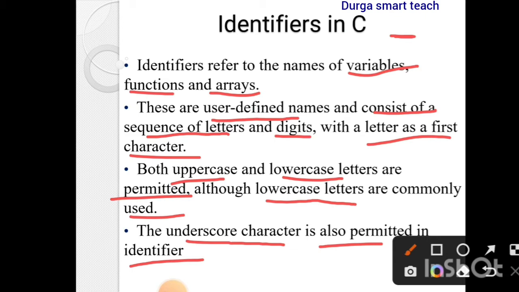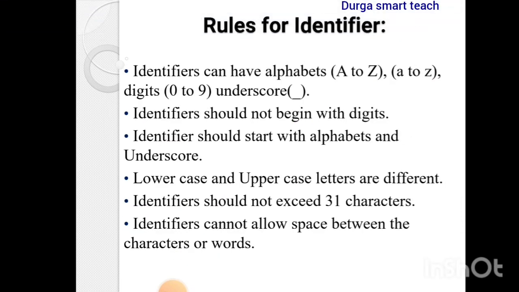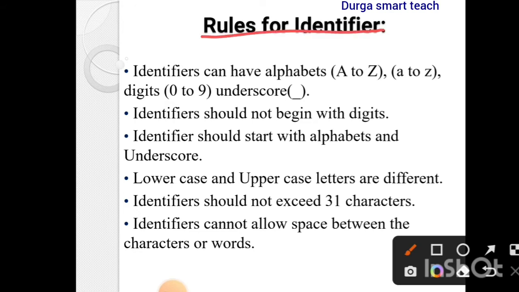So identifiers are used to identify variables, functions and arrays. We can identify variables, arrays and functions by their names. So identifiers are used to give names to these types: variables, functions and arrays. Now let's see what the rules for identifiers are.